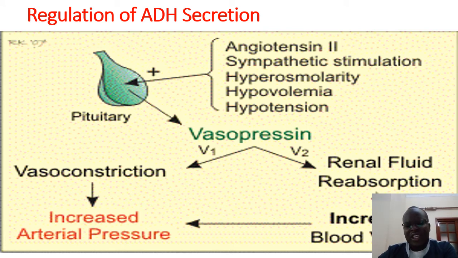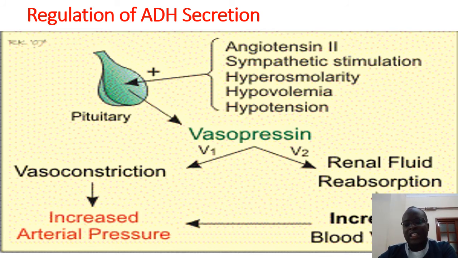Then once you have this ADH, which is also called vasopressin, when it binds to V1 receptors in the cardiovascular system, that will bring about vasoconstriction, increasing the arterial resistance. If the arterial resistance is increasing, there will be an increase in arterial pressure, blood pressure. So it's a regulatory mechanism so that the blood pressure is maintained within the acceptable range, the systolic blood pressure and the diastolic blood pressure.